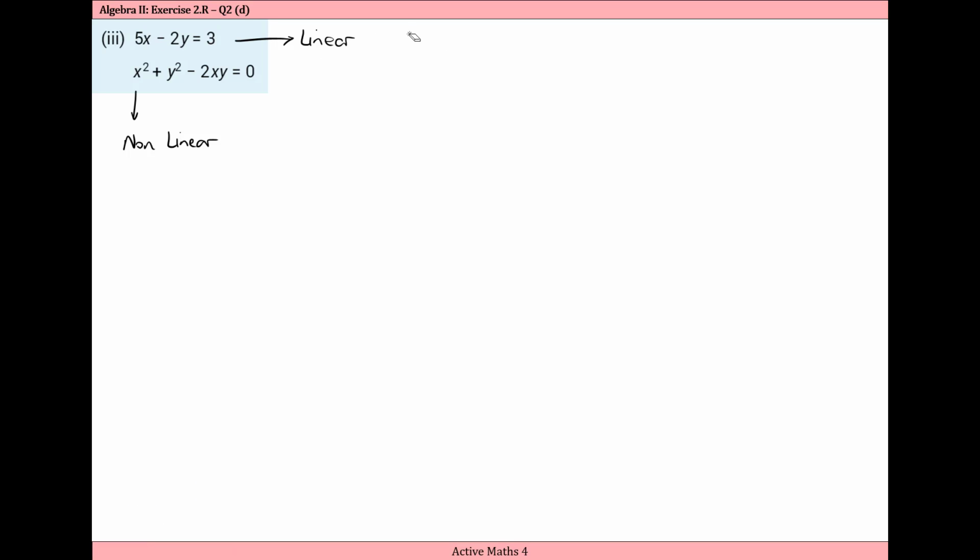So I'm going to say that 5x is equal to 2y plus 3, and then x would be equal to (2y plus 3) all over 5. So the fact that there's fractions in this question just makes it a little bit trickier. We're going to sub this value of x back into the nonlinear equation where we have the x's.